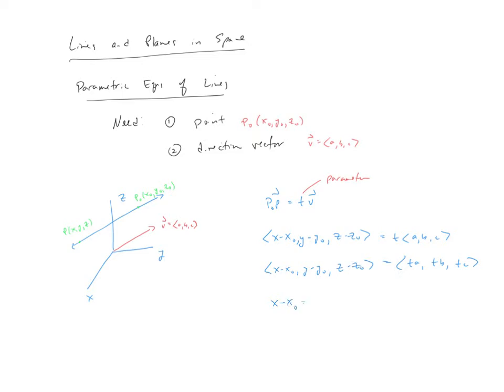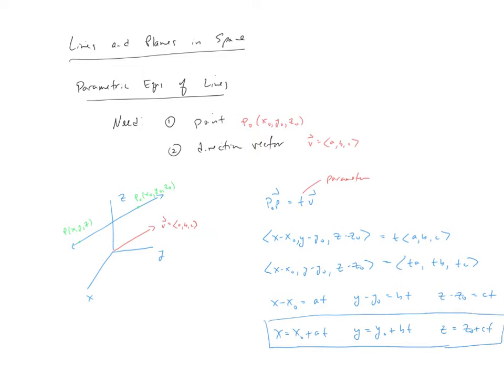So x minus x naught needs to equal AT, y minus y naught needs to equal BT, and z minus z naught equals CT. If I solve each of these for x, y, and z, I'm going to end up with x equaling x naught plus AT, y would equal y naught plus BT, z would equal z naught plus CT. So these are in fact the parametric equations of a line, specifically the line with point x naught, y naught, z naught, and direction vector ABC.